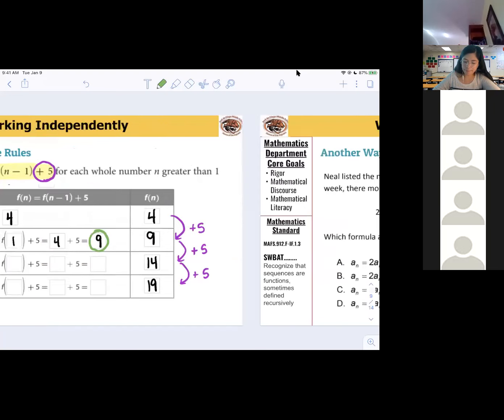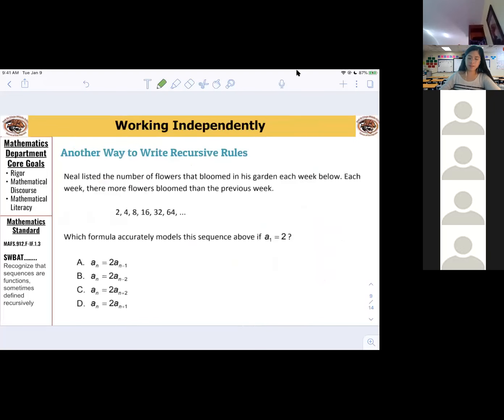Okay, let's try another one. Remember how I said at the beginning they might write it a different way. I want to make sure that we understand how to do it, even if they're writing it a different way. Can I have a volunteer read for us? Neil listed the number of flowers that bloomed in his garden each week below. Each week there are more flowers bloomed than the previous week.